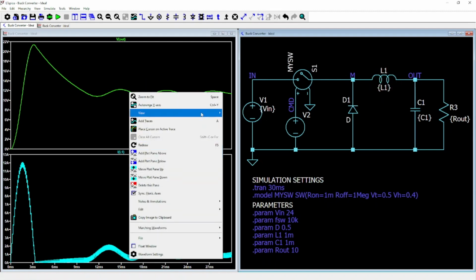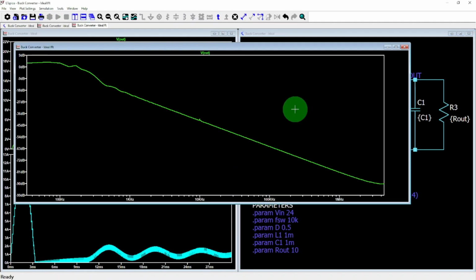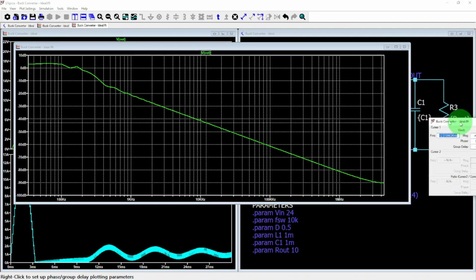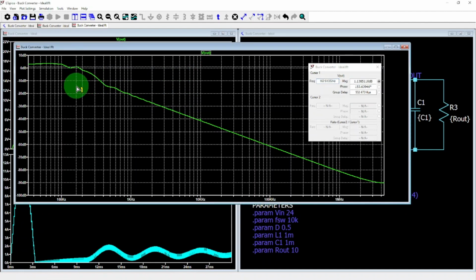Given a 1 millihenry inductor and a 1 millifarad capacitor, we expect the LC network to resonate at approximately 159 Hz. We can verify this in our simulation by performing a Fourier transform of the output voltage and observing a bump in the magnitude spectrum around 160 Hz.